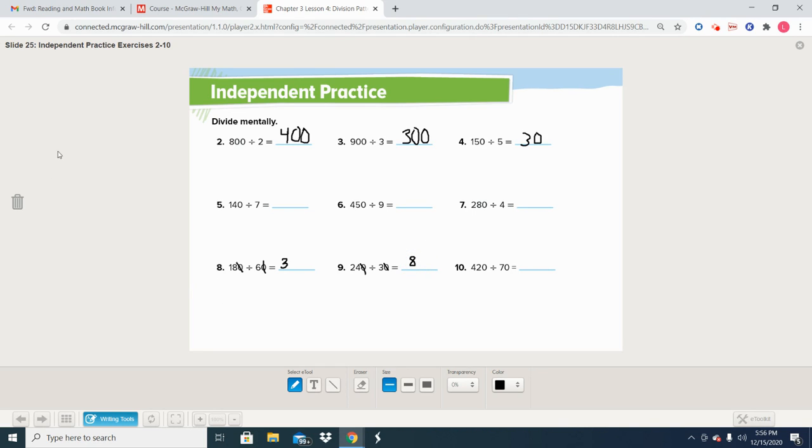And I will put a multiplication table here for you to look at if you don't know your basic facts. 420 divided by 70 would be, you're crossing one of the zeros off in the dividend and in the divisor. So 42 divided by 7 is 6.